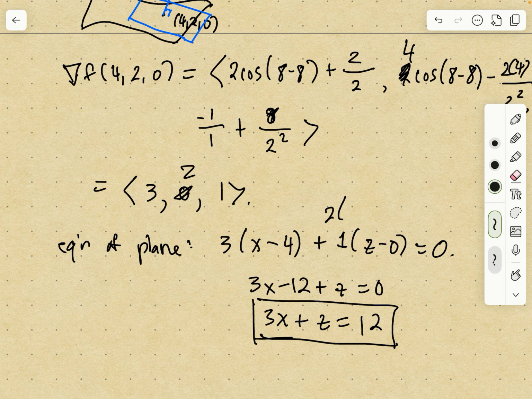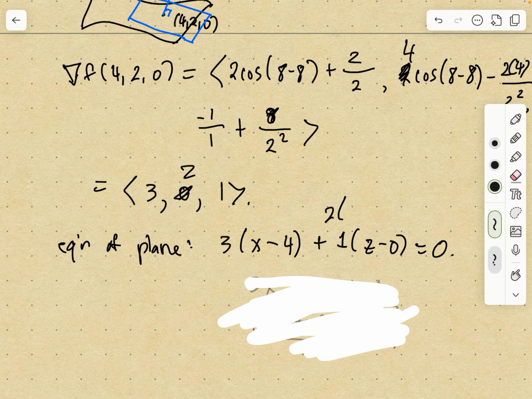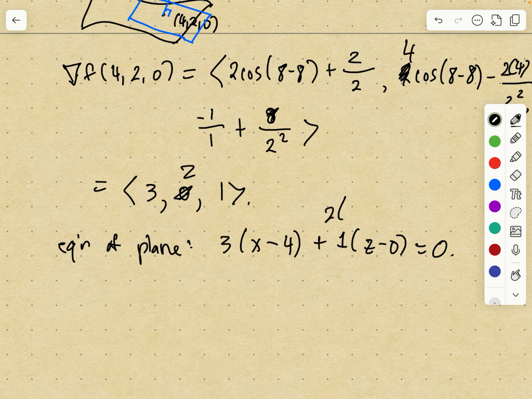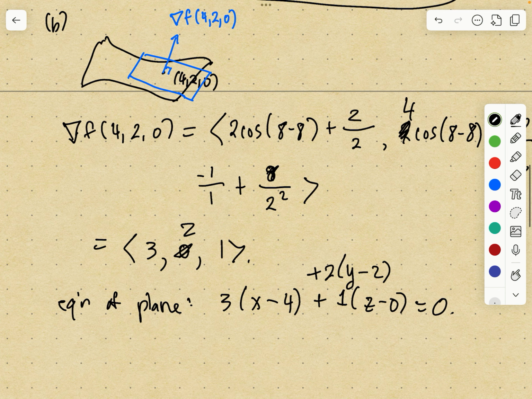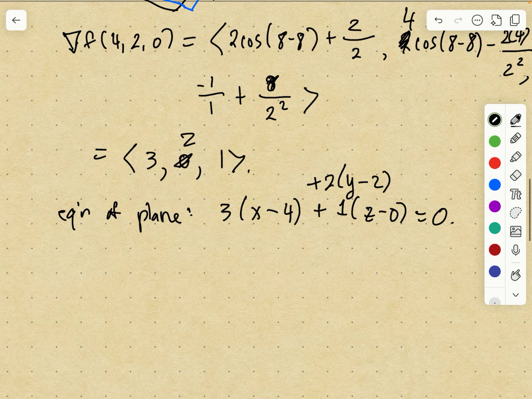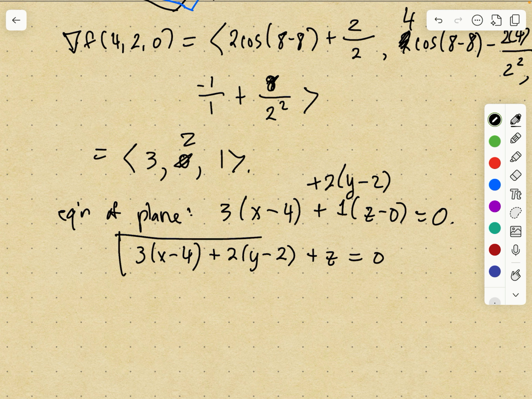Okay, so I'll erase this part. So plus 2 times y minus 2 plus that equals 0. I'll just rewrite the whole thing. It's 3 times parentheses x minus 4 plus 2 times parentheses y minus 2 plus z equals 0. That's the equation of the plane.